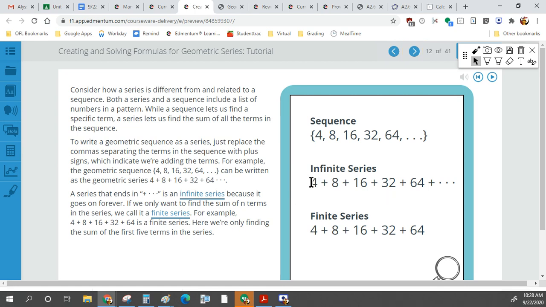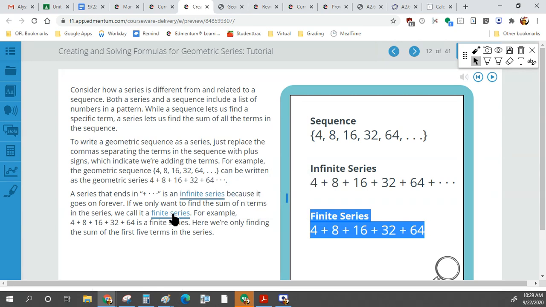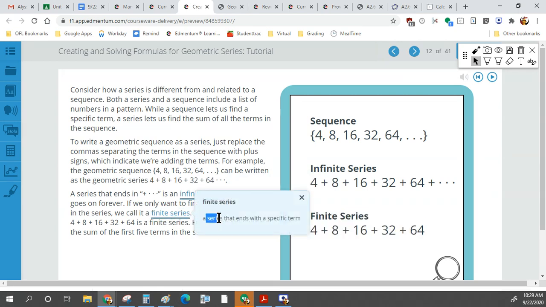Normally, an infinite series will add up to infinity because it keeps going on forever. But let's say we start adding up fractions. Eventually, you get to fractions so small they're basically zero. We'll talk about those later. But for right now, when you hear the word infinite series, think infinity. It goes on forever. When you're thinking finite, it stops somewhere. It has a specific term and it stops.